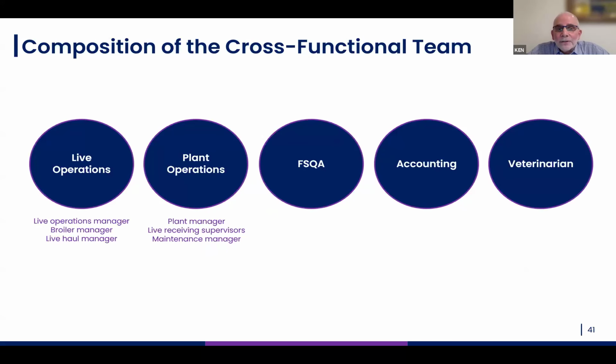So the first thing we did was establish a cross-functional team within the complex that included live operations. So the live operations manager, broiler manager, and live haul manager. We included plant operations, the plant manager, live receiving supervisors, and maintenance managers. All of these we viewed as people that would have responsibility for this metric and success with this metric. Food safety quality, we involved because they oftentimes manage or monitor these numbers. Accounting, to make sure we were accounting for the DOAs correctly and consistently. And then the complex veterinarian was also involved.